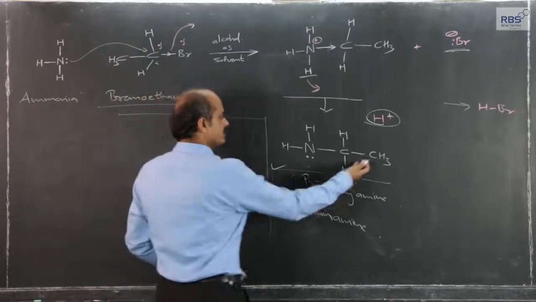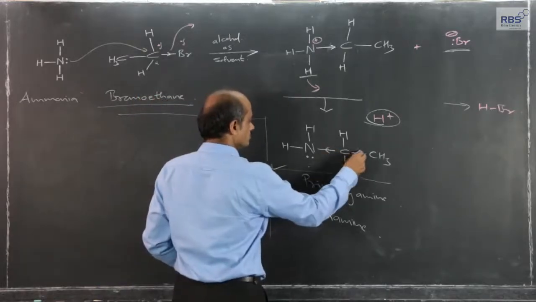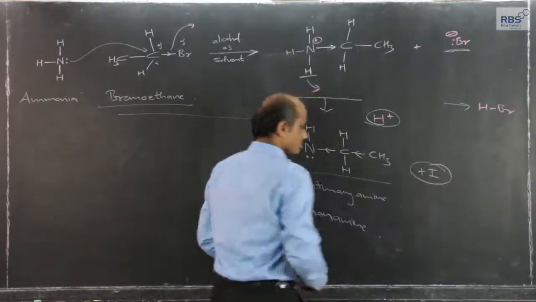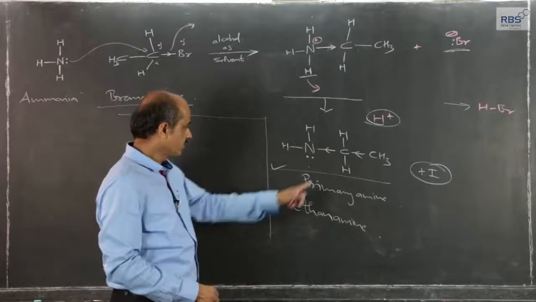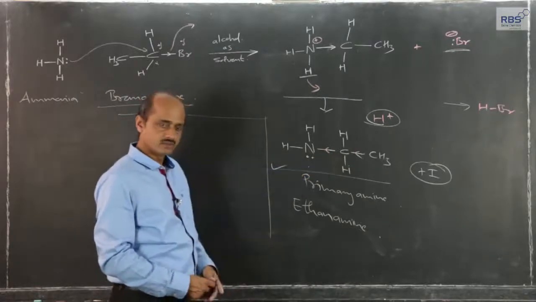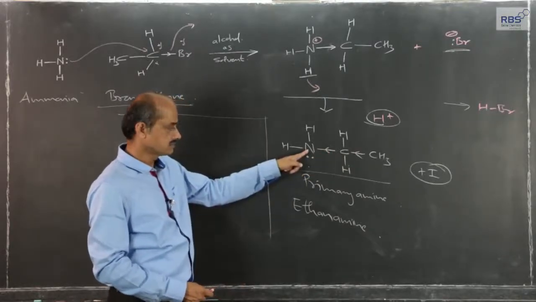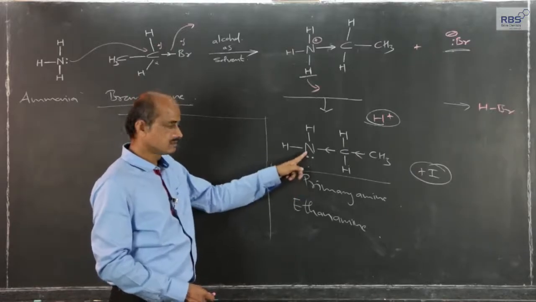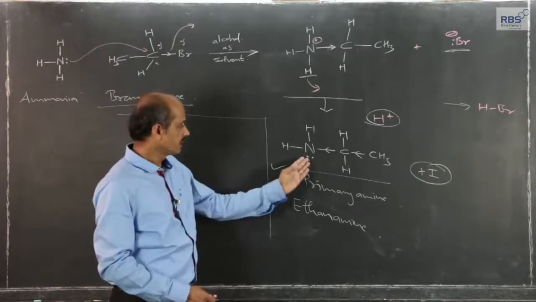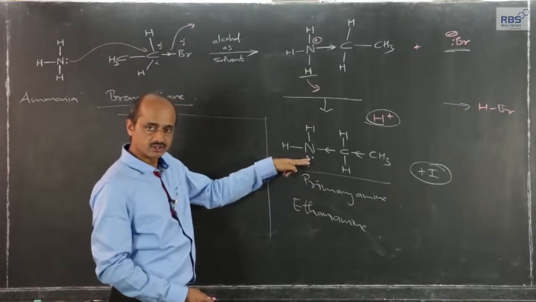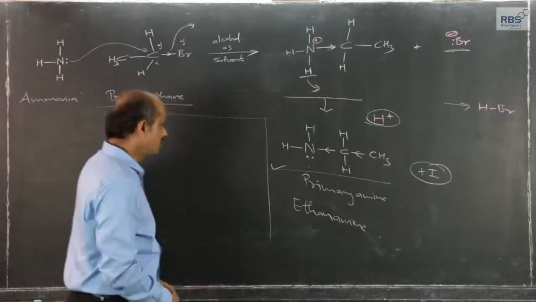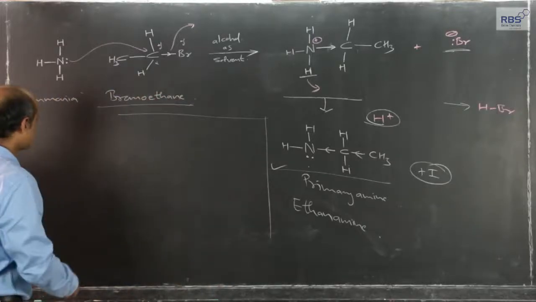Why? Because the alkyl group shows a positive inductive effect. Because of the positive inductive effect, the electron density in the outermost shell of nitrogen increases, making the lone pair on nitrogen more available, so that tendency will also increase. And therefore, a similar reaction will continue.